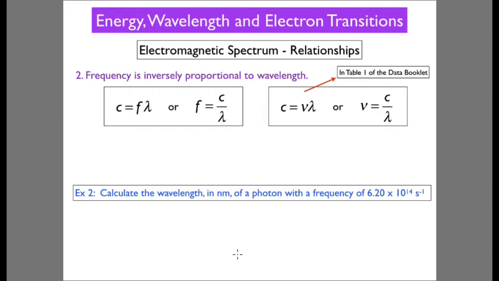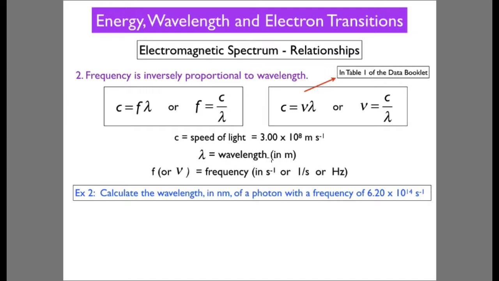Now, frequency is inversely proportional to wavelength. Let's have a look here. Frequency is inversely proportional to wavelength, and we've got this c sitting up there. So I wonder what that could be. It's the speed of light, roughly 3 times 10 to the 8 meters per second. Wavelength, the symbol is lambda, we measure in meters, and f, or the fancy v, equals frequency, in seconds to the minus 1, or hertz.